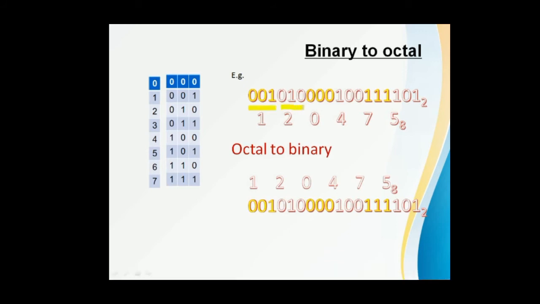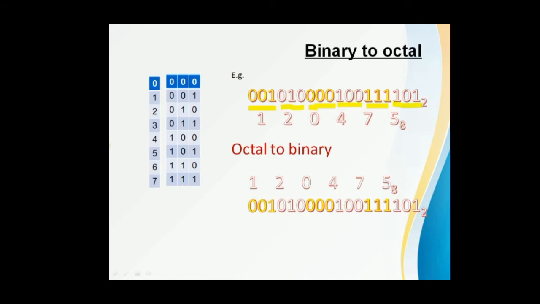We have to write 4 times 0 and 4 times 1 in the first column, 2 times 0, 2 times 1 in the second column, 0, 1, 0, 1 in the third column. And for 0, it will be triple 0. We can refer to this table to convert a binary to octal. 001 is 1, 010 is 2, 000 is 0, 100 is 4, 111 is 7, and 101 is 5.